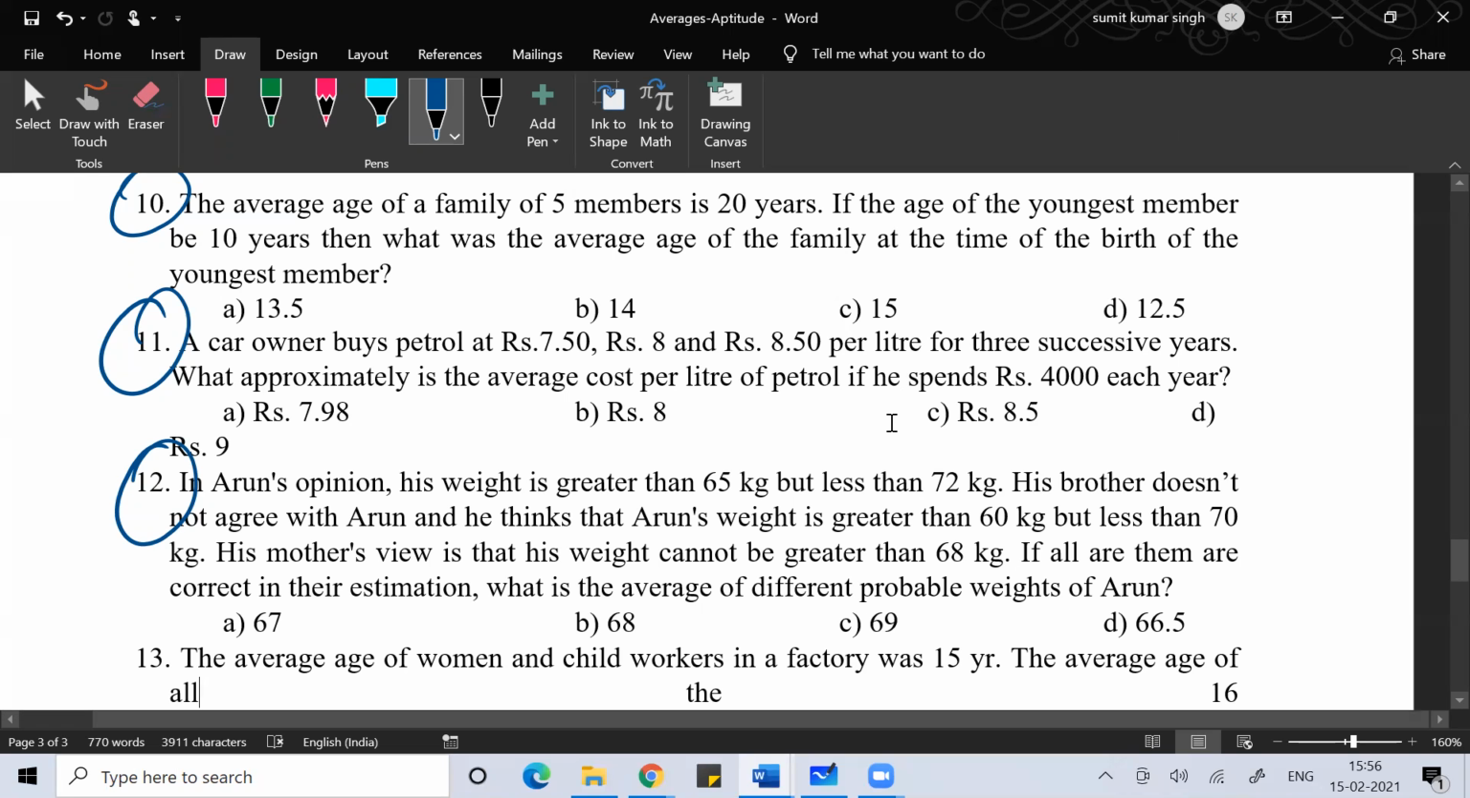Anyone got the question number 10 answer? The 10th one.